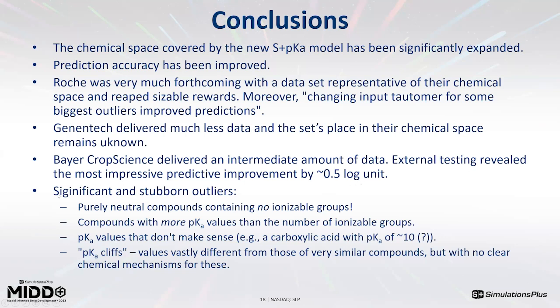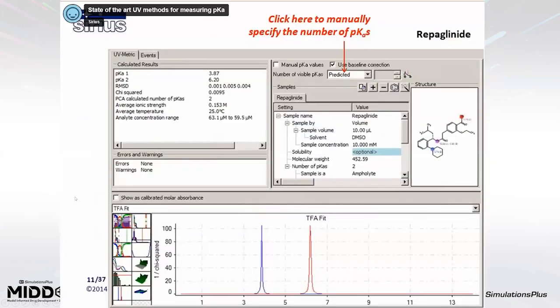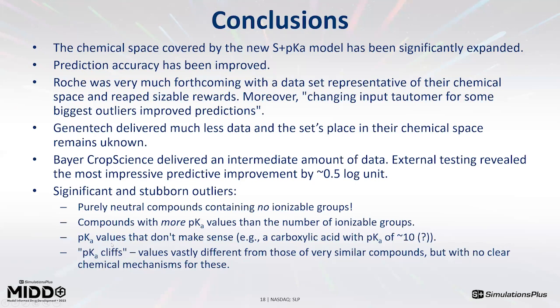Now, on the significant, it's misspelled, significant stubborn outliers. We've seen it all, okay? No database is free of errors, and we completely understand that. So what were the outliers? Well, purely neutral compounds containing no ionizable groups, but with a measured pKa. That was a mystery that I still don't know how it happened. It's probably a database error, right? So misrecording or something like that.